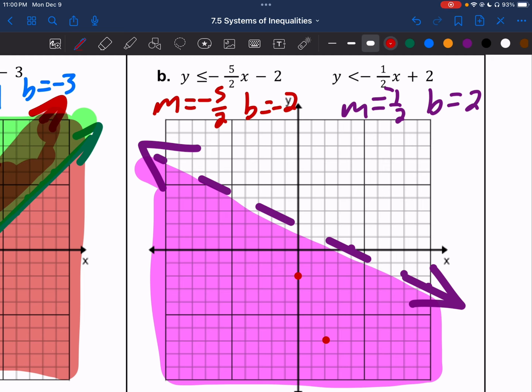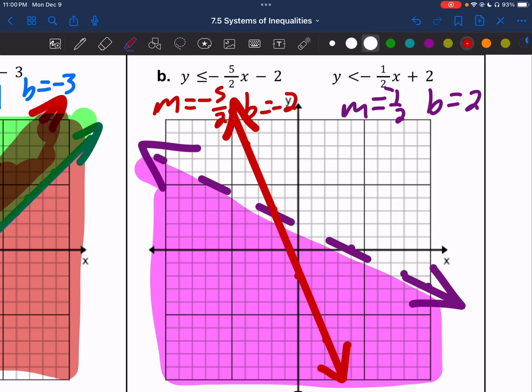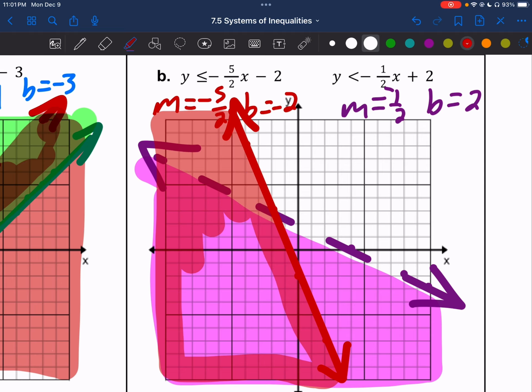I can only get 2 points going in that direction. So I'm going to work my pattern backwards, and I'm going to go up 5 and to the left 2. And that gives me a couple more points that I can work with in creating the line. All right, and we have that. And we are told that it is less than or equal to, so we are shading below this line. And we can see that kind of pinkish area that's going to come through, or that more vibrant red area.